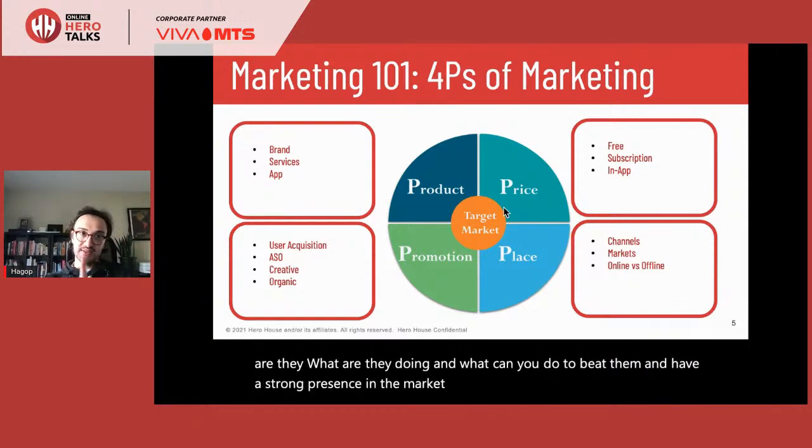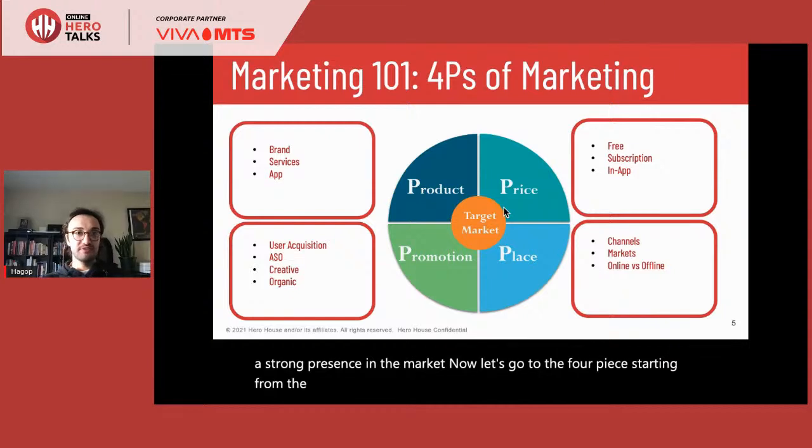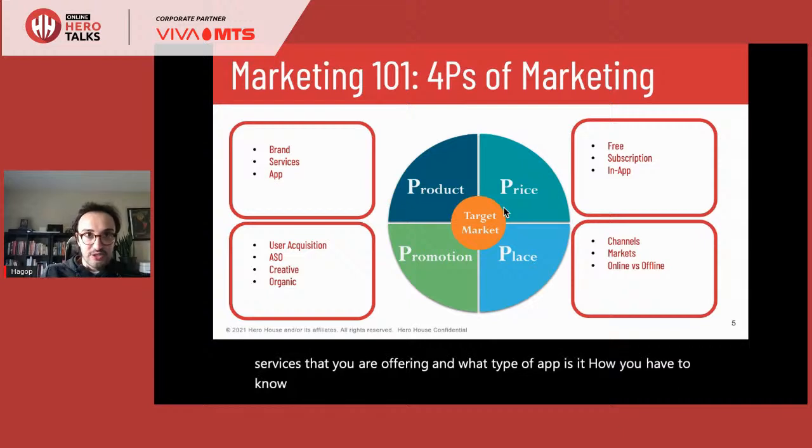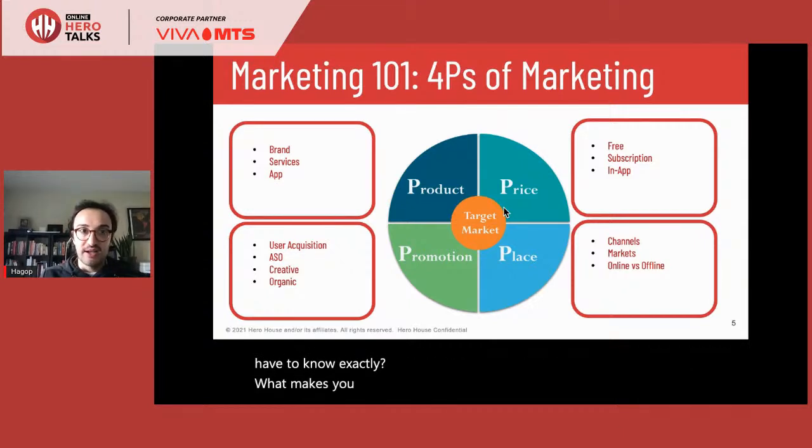Now let's go to the 4 Ps. Starting from the top left, you have the product, which is your brand. What are the services that you're offering, and what type of app is it? You have to know exactly what makes you different from the rest, which will lead to the success for you.